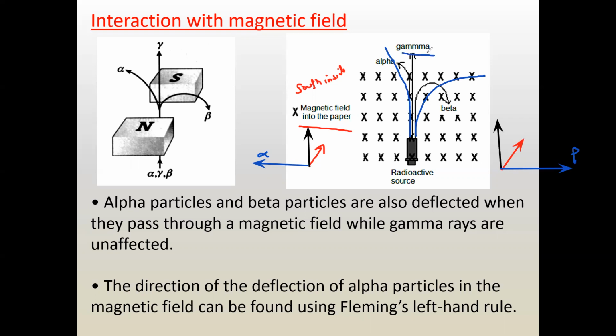And for gamma, we don't have to use any formula here. The reason is that gamma is neutral. It is not deviated by the magnetic field.